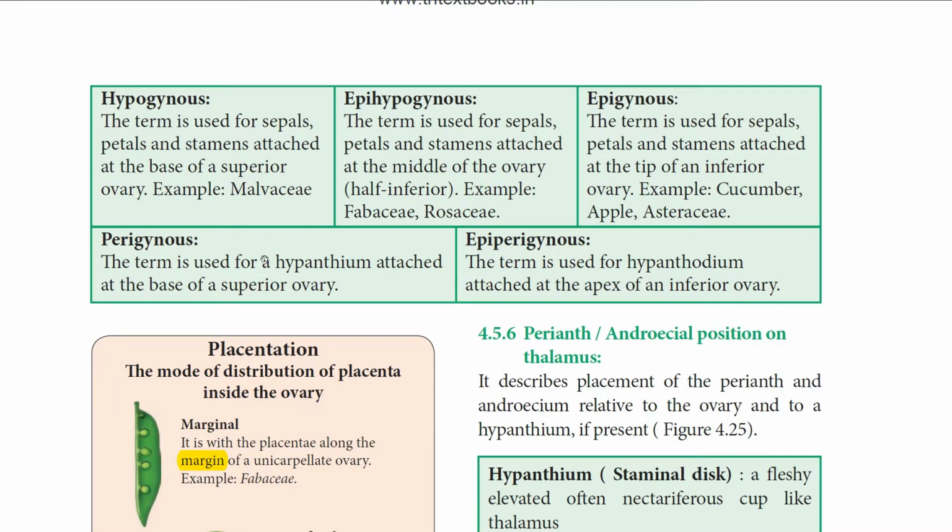What do you mean by perigynous? The perigynous term is used for the ovary which is having hypanthium, which is attached at the base of the ovary. What is this hypanthium? It is nothing but a fleshy elevated cup-like structure of the thalamus, which often contains nectar in it. When this hypanthium is present at the base of the superior ovary, we call it perigynous. If it is present at the apex of the inferior ovary, we call it epiperigynous.